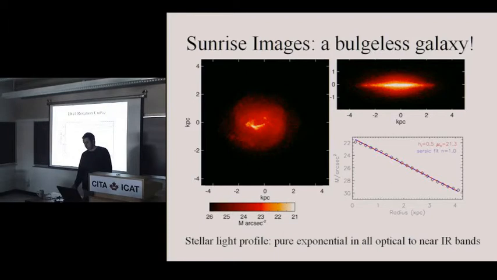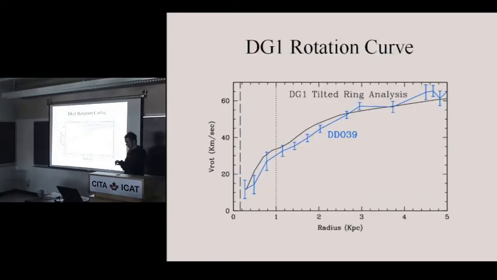And here is a more detailed attempt to fit a rotation curve using tilted ring analysis, which is supposed to be a more sophisticated observational approach. And you can see that we actually get a profile that's very comparable to an optical probe. We should be comparable to the DG1 curve as we work it out.